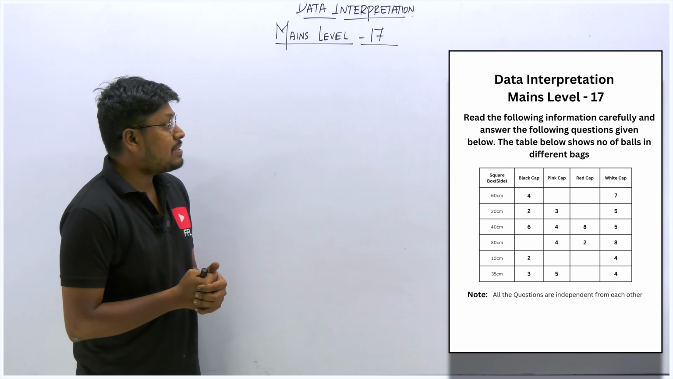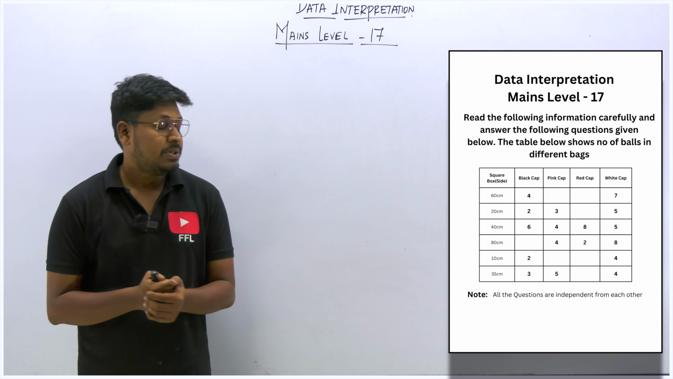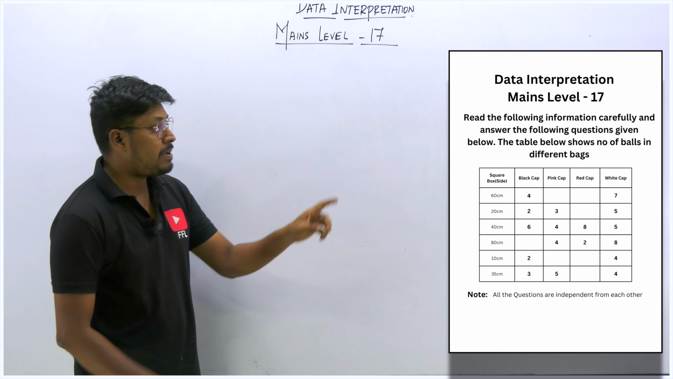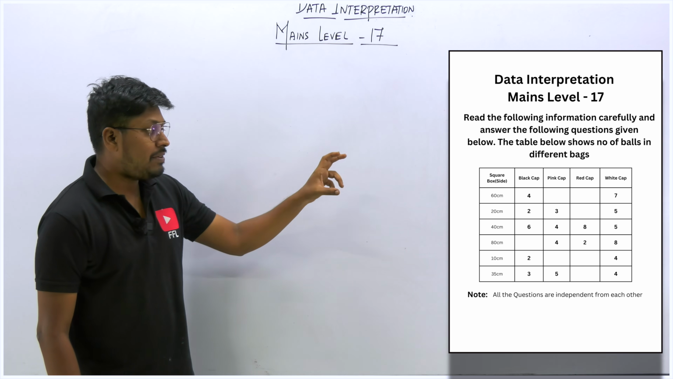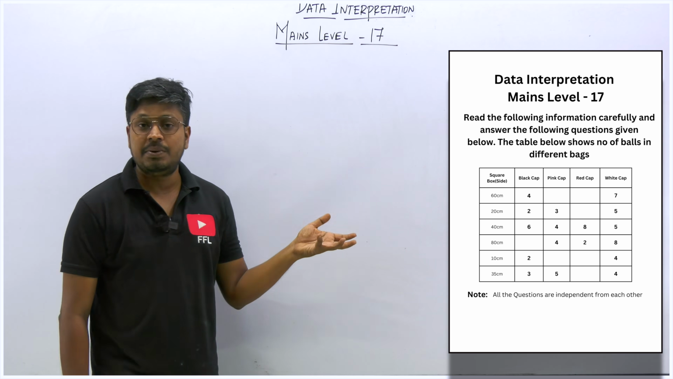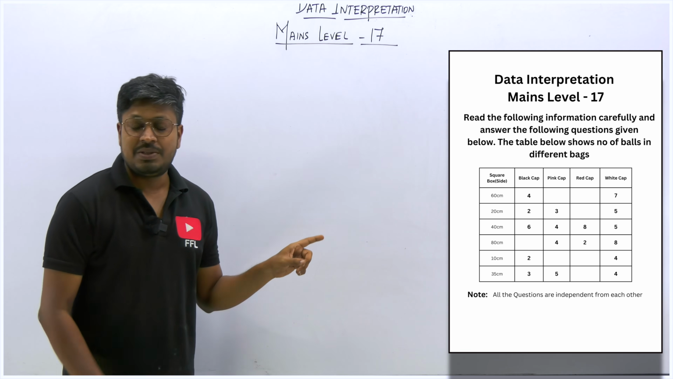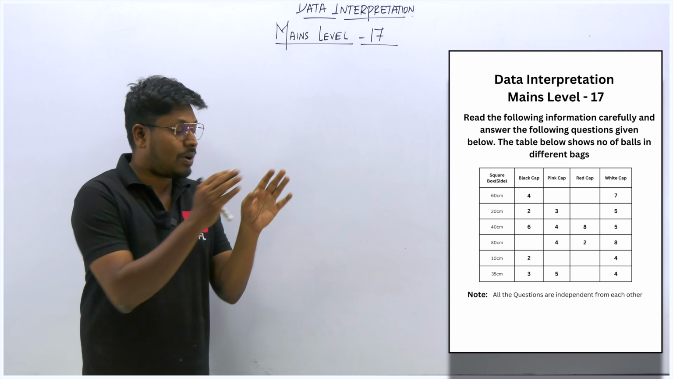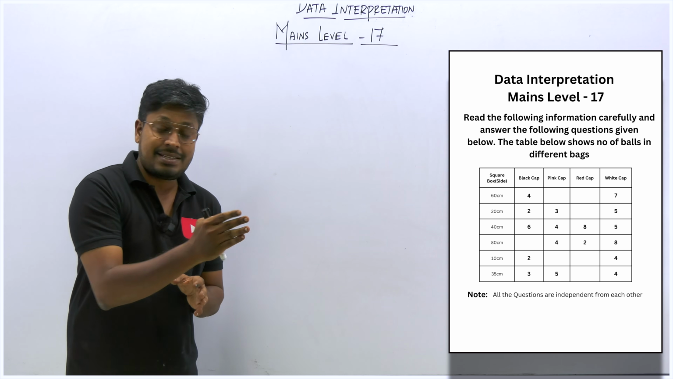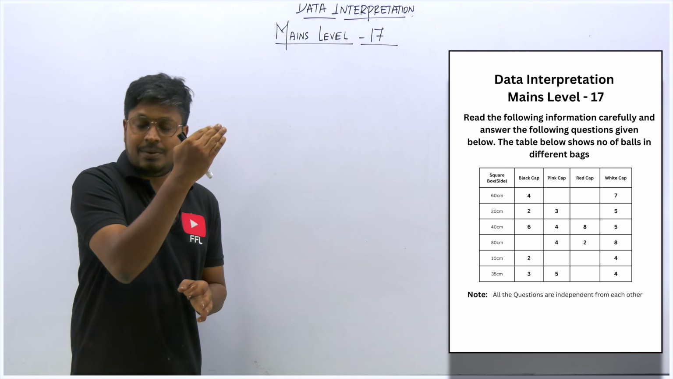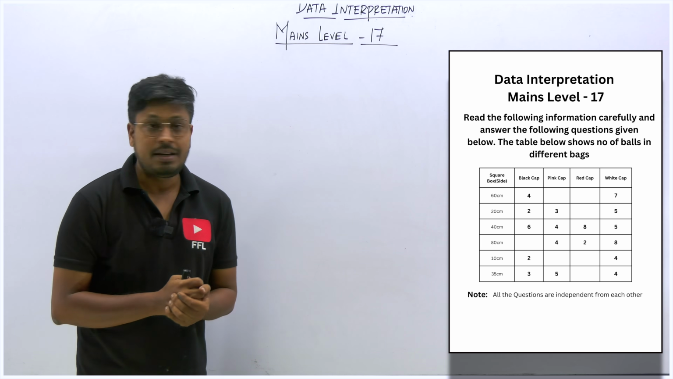So friends, now in this 17th video on mains level data interpretation, we will be solving a question based on a probability DI. In this question, they have given a table chart and some of the values are missing in the chart. I hope you have taken the test, the same question. Kindly, without taking the test, do not watch this video because it will be a complete waste of time. First write the test, check what mistake you have made, and then watch this video. Definitely this video will be 100% helpful for you.